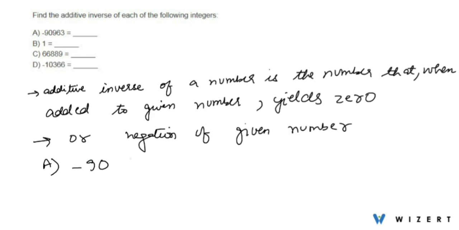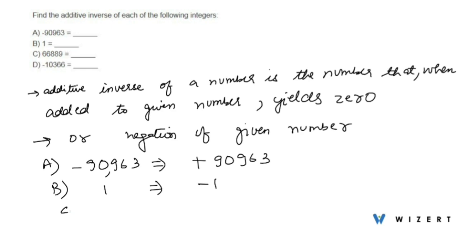So minus 90,963. So negation of this will be equal to, minus will become plus. So this is the additive inverse. Now the additive inverse of 1 is minus 1. The additive inverse of 66,889 is minus of 66,889, and last number is minus 10,366, its additive inverse is plus of 10,366. So this is our answer.